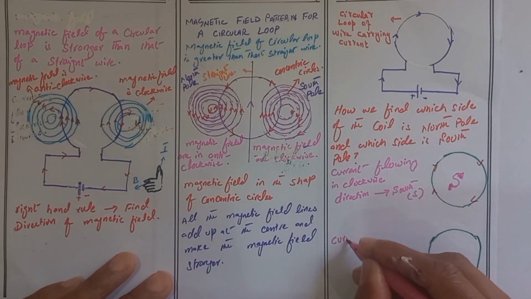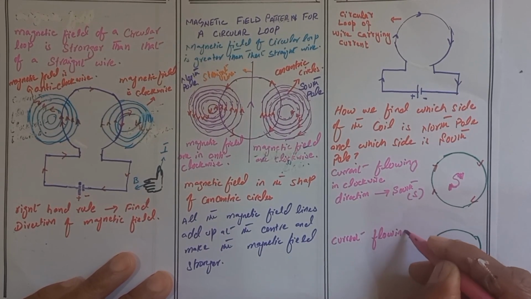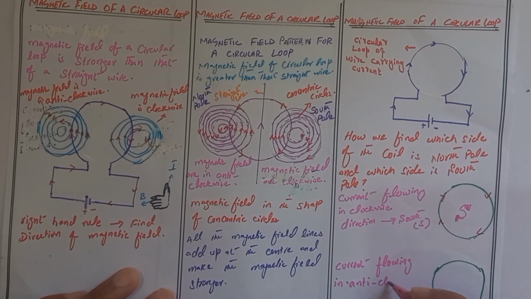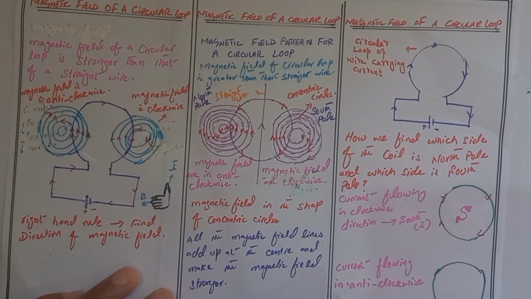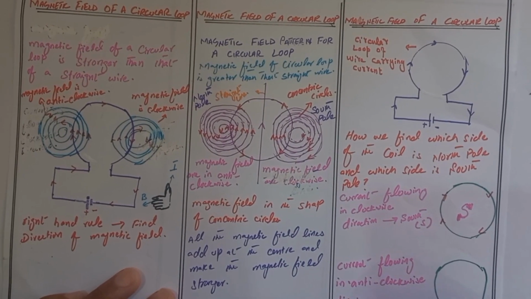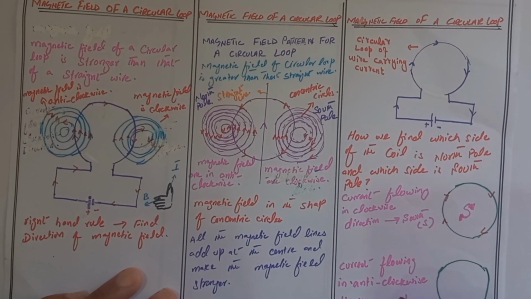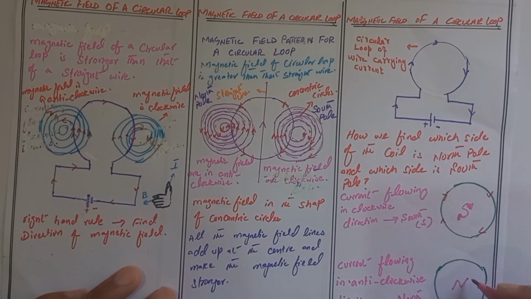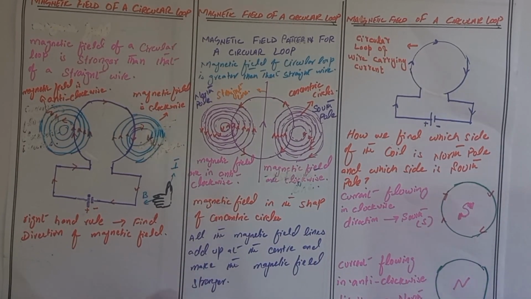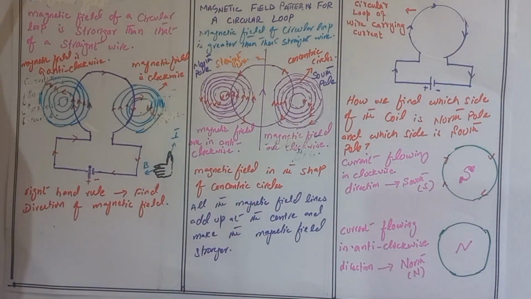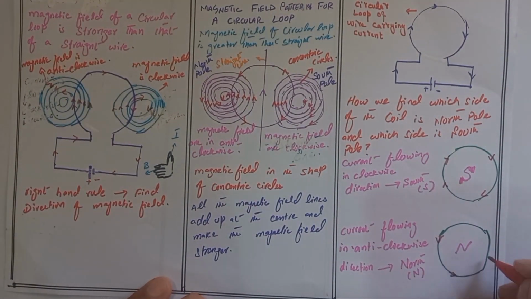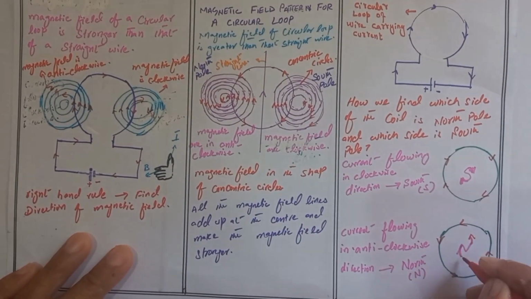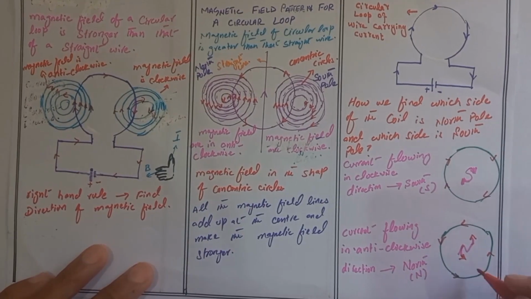If the current is flowing in the anti-clockwise direction, then it is denoted by N, which shows the north side. So here the N will show the north side if the current is flowing in the anti-clockwise direction. Here the arrow shows the direction of the current, that is the anti-clockwise direction.